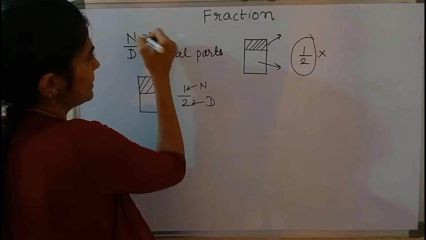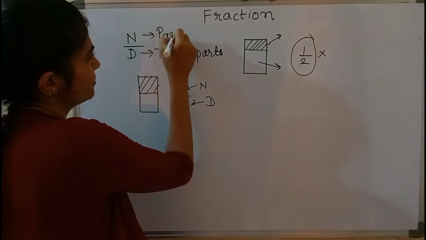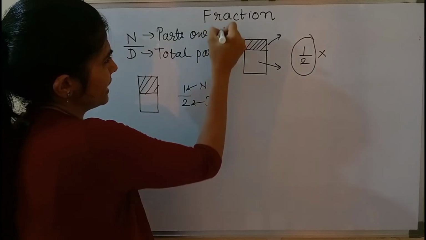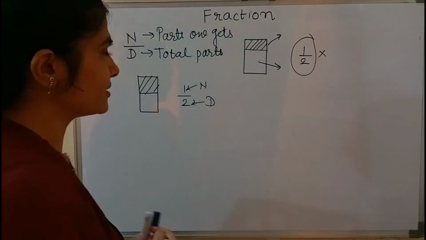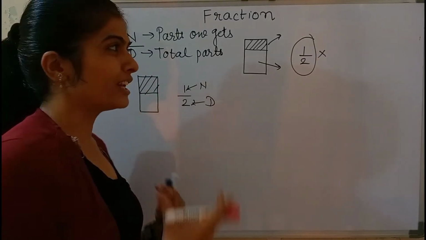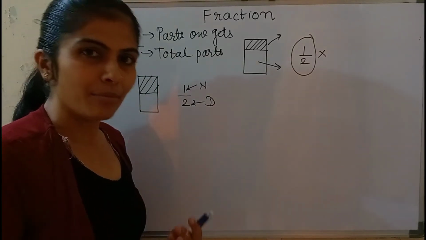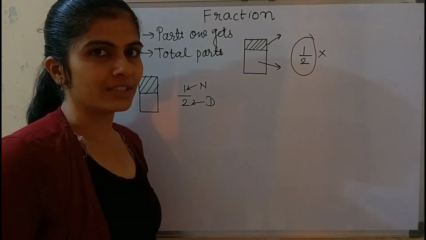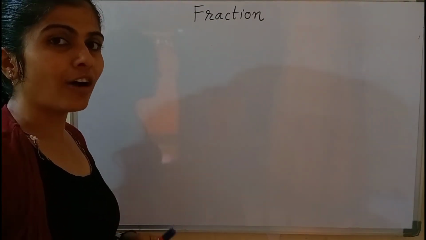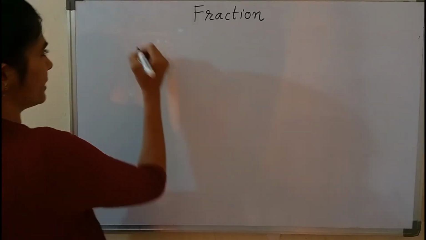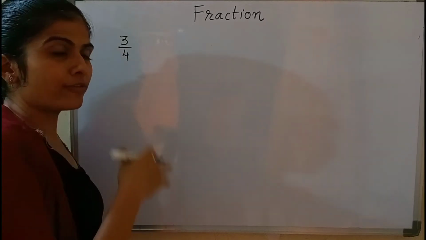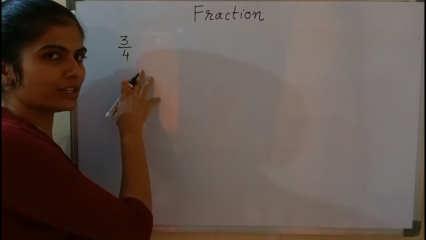And here I can say that this is the parts one gets or one got, right? So this is all about fraction. Now how can we represent a fraction, and if a fraction is given, what is the meaning of it? Let's understand, if a fraction is written, how do we read it and what is the meaning of it? Let's consider the first fraction as 3/4, 3 over 4. So my numerator is 3, my denominator is 4.